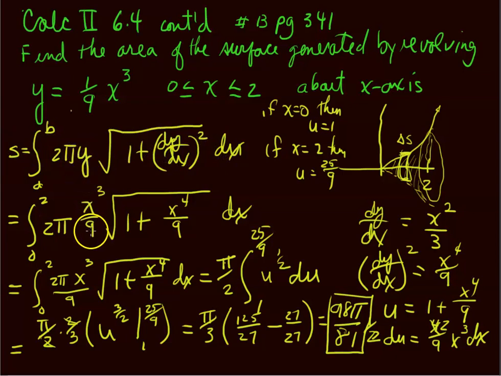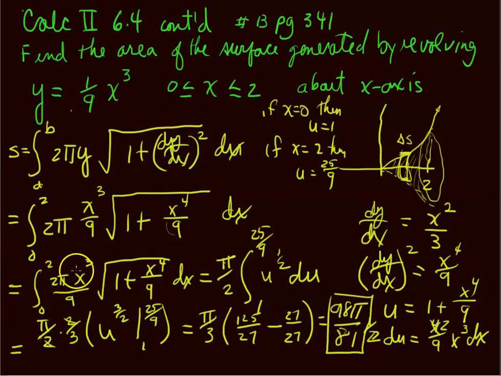Put in your x or y for your radius. Remember, if you're doing this with a parameter t, it would be y of t or x of t. Then put in your derivative for either x with respect to y or y with respect to x. Square it and plug that in underneath.